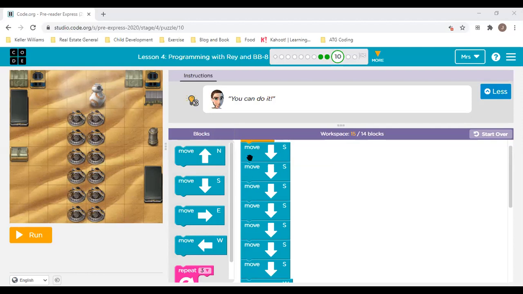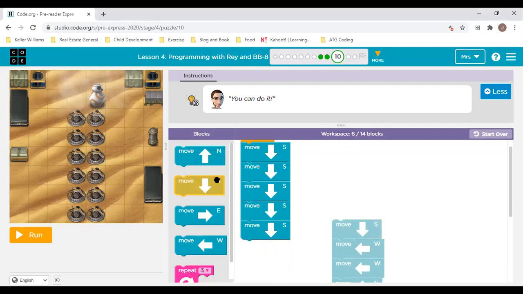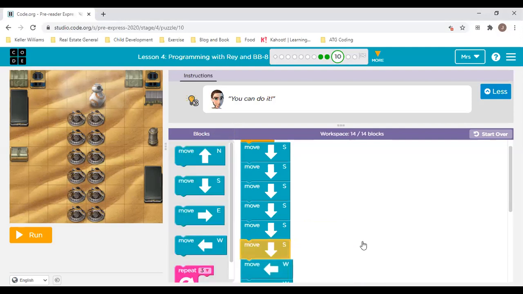So let's see if our coding was right here. How many blocks do we have? 1, 2, 3, 4, 5, 6, 7. Okay, so we see we have one too many blocks. So let's take one out. Let's throw it in the trash can in our toolbox. Let's click that one back. Let's run it again and see what happens now.